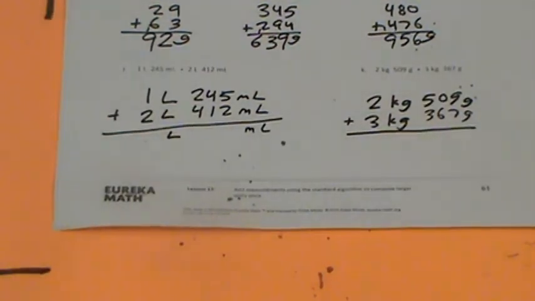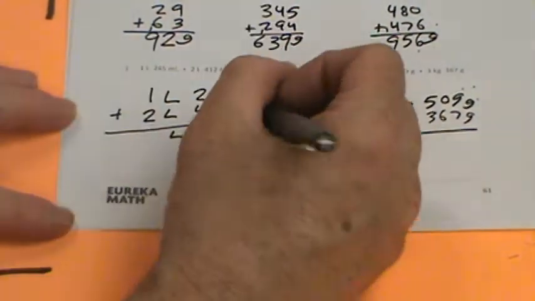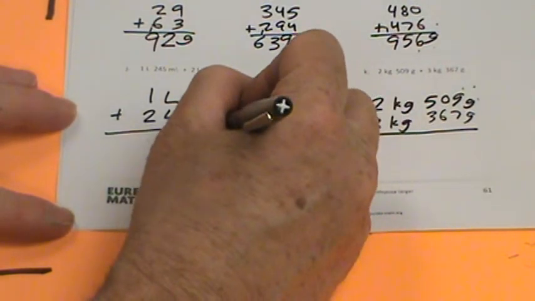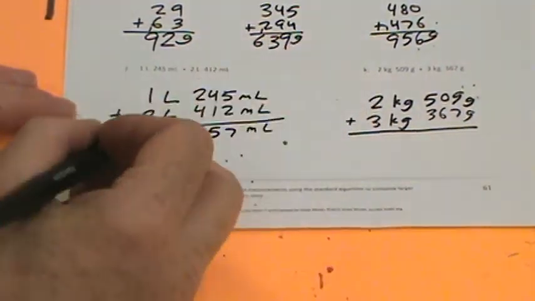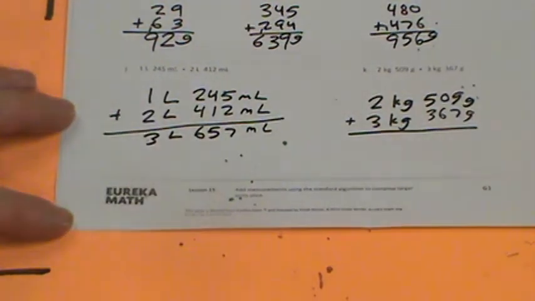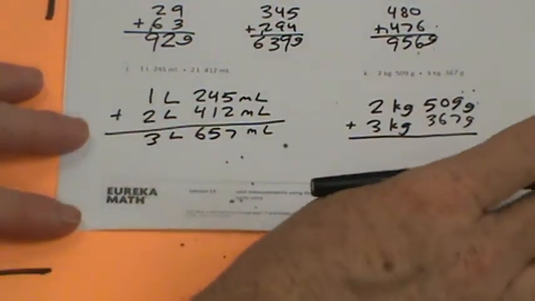All right? Let's start with our milliliters. 5, 6, 7, 4 plus 1, 4 plus 2 is 6, and 3. 1 plus 2. So 3 liters, 657 milliliters.